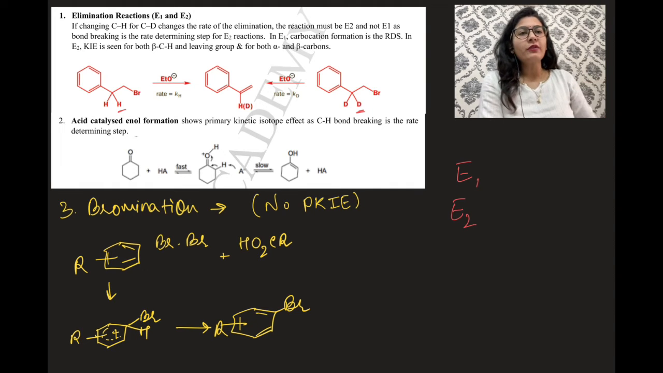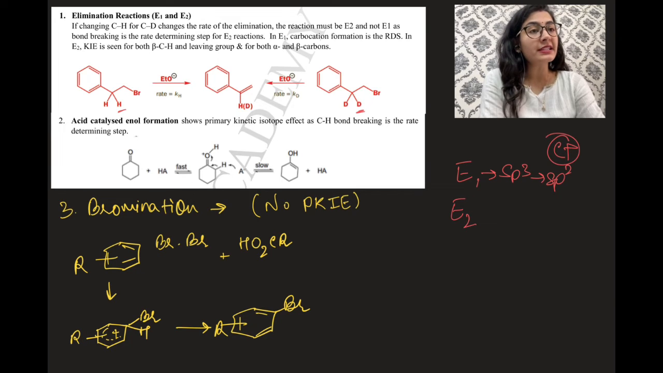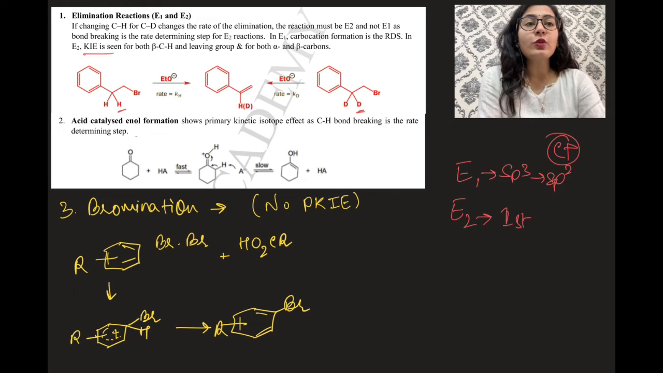So what is the mechanism of E1 elimination? That is, the rate determining step goes from sp3 to sp2 because it forms a carbocation, and if that is the case, we are only going to have a secondary kinetic isotope effect. Okay, in the E2 elimination, however, it's a one-step reaction, and that first step is only going to have the CH bond breaking along with the leaving group leaving. All right. So we see kinetic isotopic effect in the E2 reaction. It is seen for both the beta carbon hydrogen bond and leaving group, and for both the alpha and beta carbons.